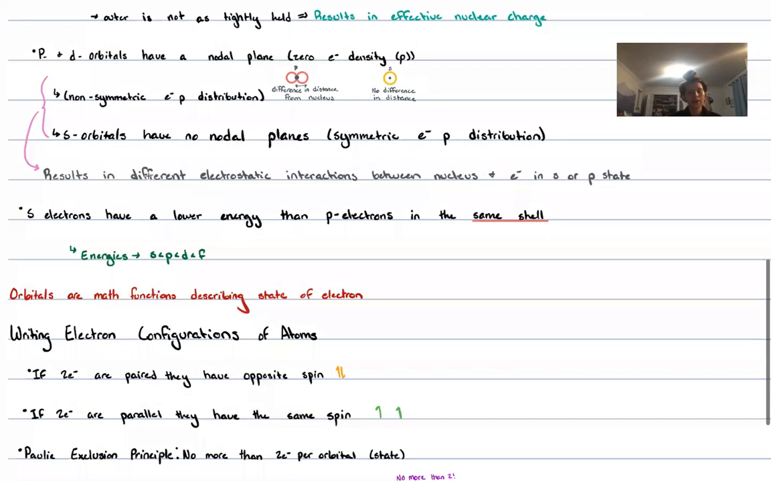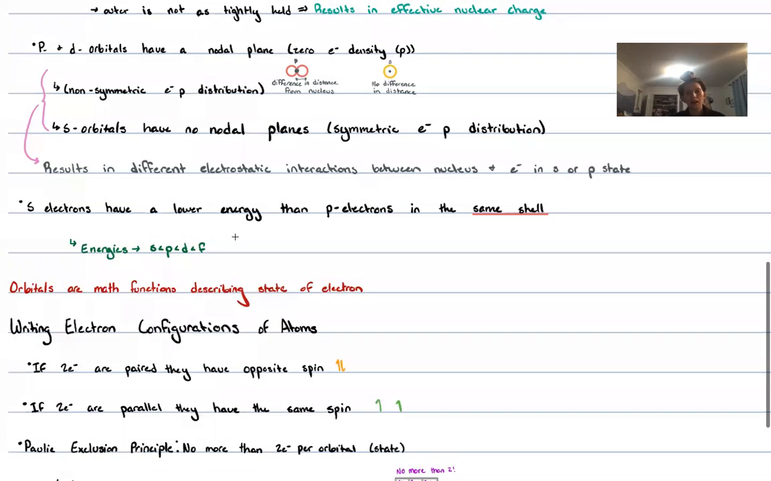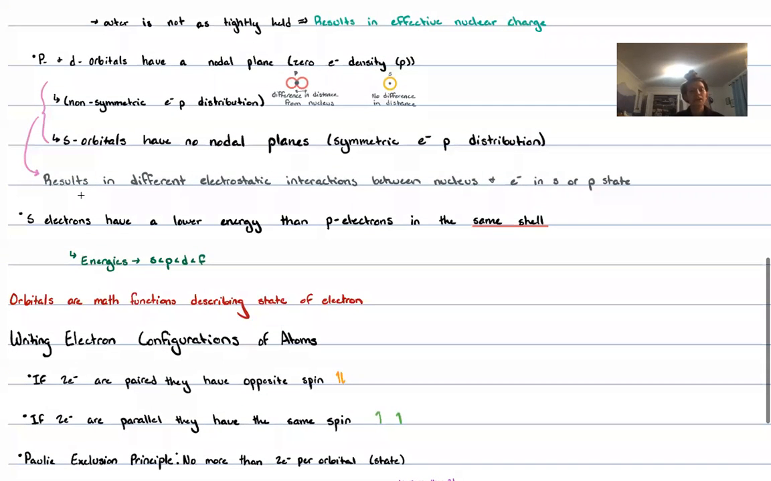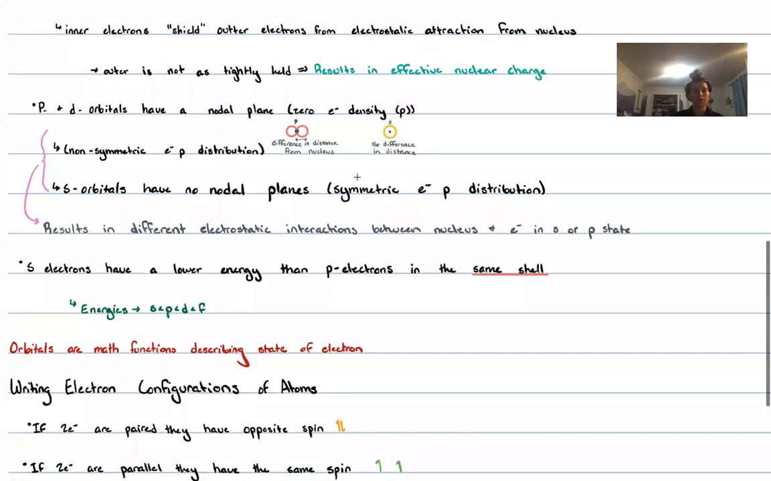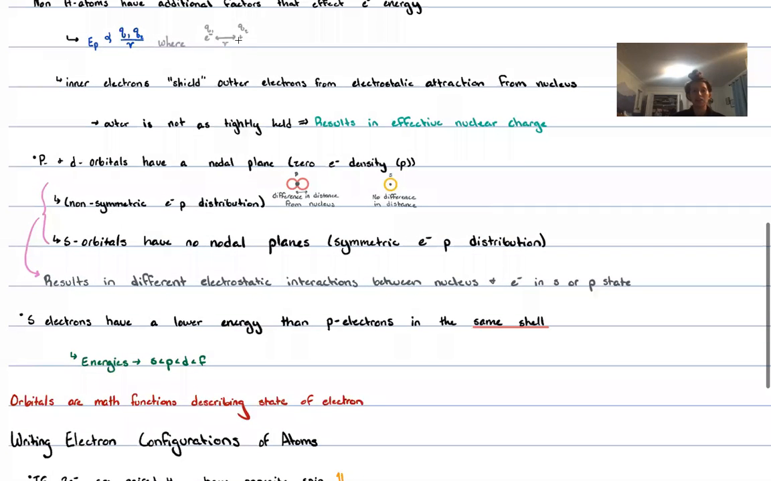Again, so that might be important to know. And because of that, you actually get different electrostatic interactions between the nucleus and the electron in all these different ones, because the electrostatic interaction is again between the electron and the nucleus, the positive shell. So it's a distance between that.